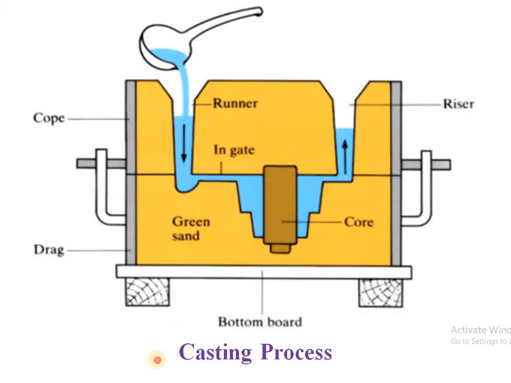This casting process is used for cast iron material or the materials which are brittle in nature because they cannot be reformed. Simply what we have to do is we have to melt them, then we have to allow them to solidify, and then after solidifying our final product is manufactured.